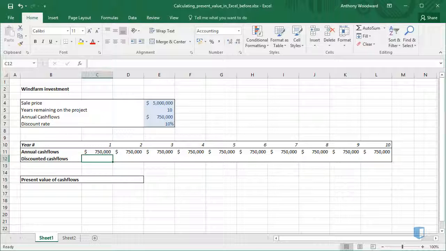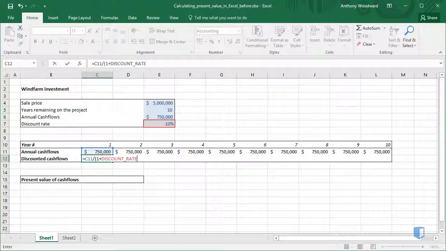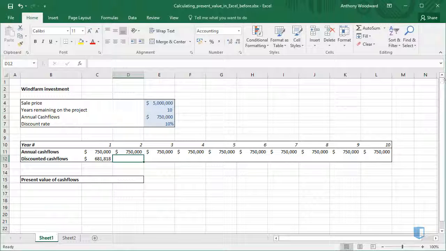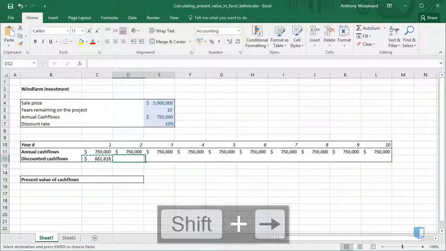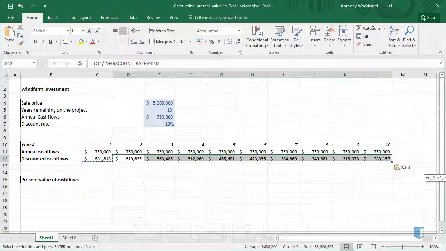So in my formula in Excel, I'll write equals, select the annual cash flow, and then divide by 1 plus the discount rate, all to the power of the number of years, which is simply cell C10. I'll then close the bracket and press Tab. I'll simply copy this formula for the remaining cells. And as we'd expect, the value of our annual cash flows decreases over time.